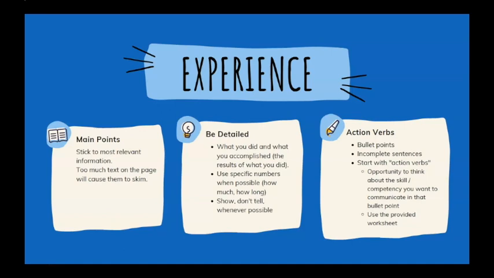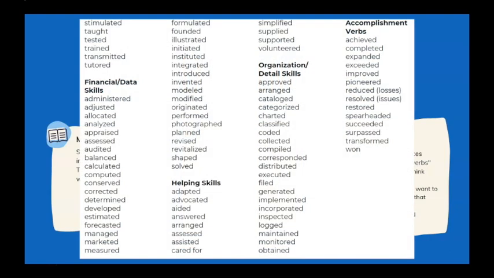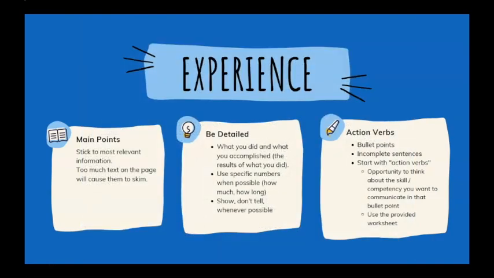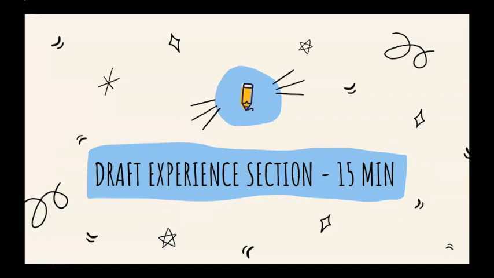Another important part of a resume, and this is a good example of the genre expectations that you want to fulfill, is writing out your experience in bullet points in incomplete sentences, which makes it easier for your employers to skim. You want to start those bullet points with action verbs. That's an opportunity for you to think about the skill or competency that you want to communicate in that bullet point. Use the provided worksheet of action verbs to help you decide what skill am I trying to communicate with this information and what action verb would help me communicate that. Set your timer for 15 minutes and work on your experience section, then come back to the video.